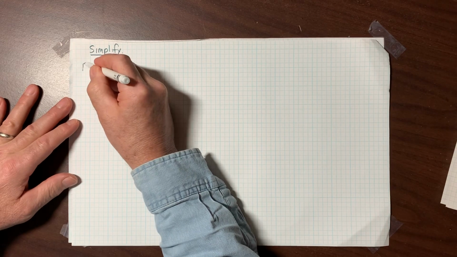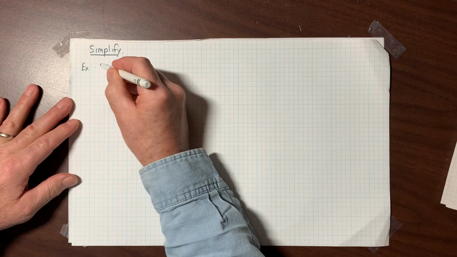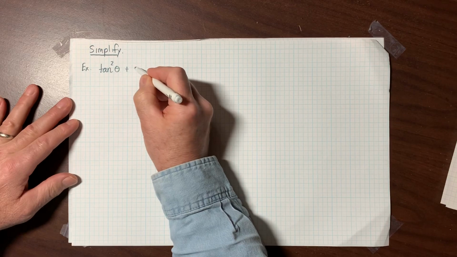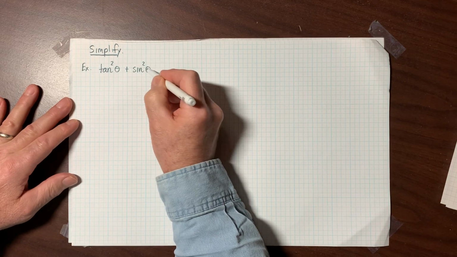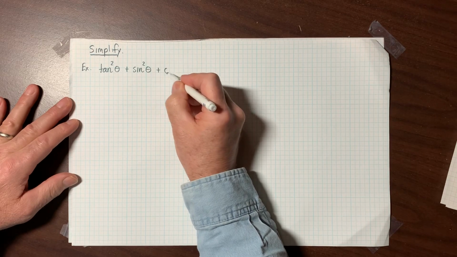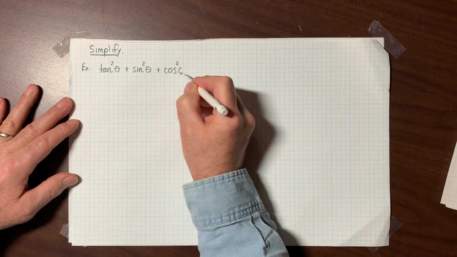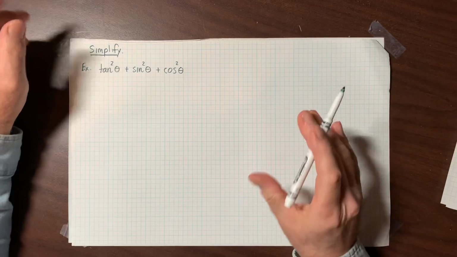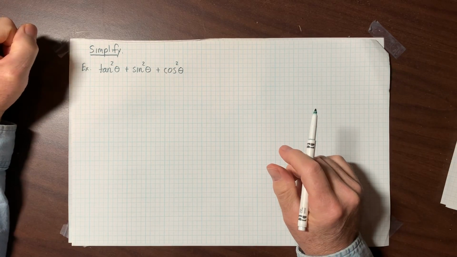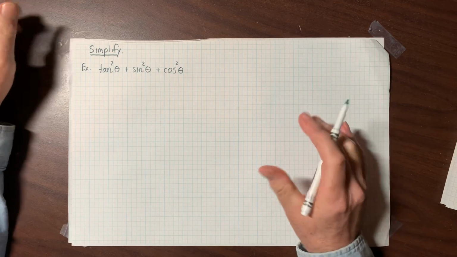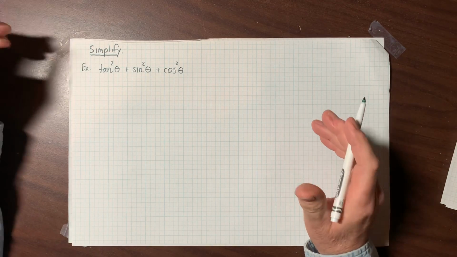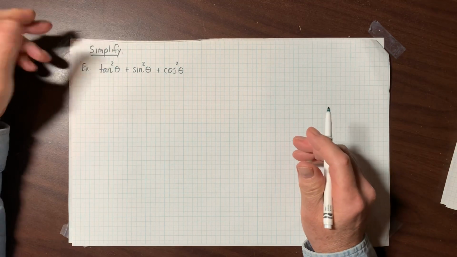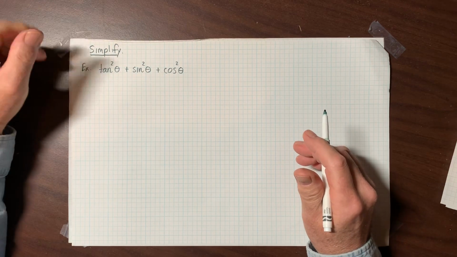So, example, I've got the tangent squared of theta plus the sine squared of theta plus the cosine squared of theta. And I'm charged with simplifying this expression. Let me pause for a moment here. Before I do this, I want you to know something about these types of problems. If there ever was a type of problem that you actually learn by doing, as opposed to just watching someone model it for you, this is the type of problem.